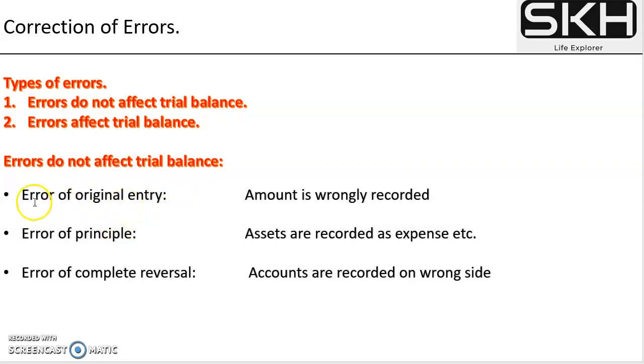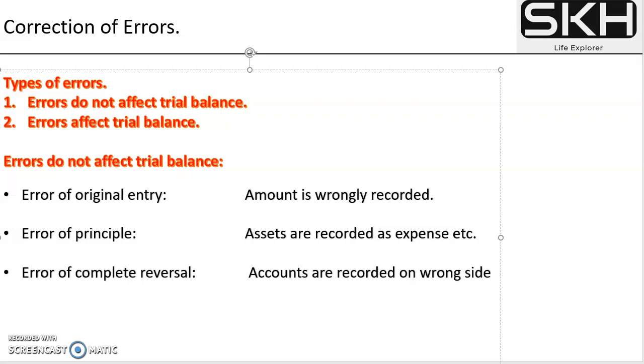The first type of error is error of original entry. It means that while you are recording the transaction from your invoice, the amount was correct, but you recorded it wrongly. For example, you sold something to Mr. A for 50, but instead of 50, you wrote only 5 or 500. This type of error can happen when you are recording so many transactions at a time. It's normal.